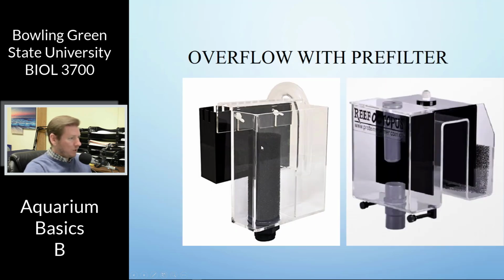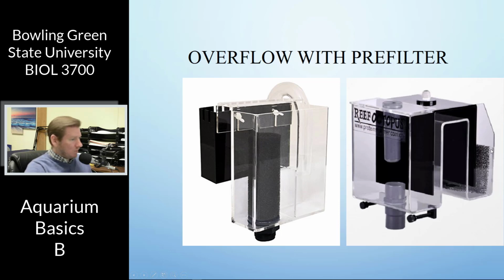Now, pre-filters, a couple ways to do it. Usually, you'll see just a big sponge. So here's the inside of the tank box. Here's the behind the tank box. There's your J-tube. Water's coming and filling this box up, and then this is usually a big strainer, and the sponge sits on top of the strainer, and that works as your pre-filter.